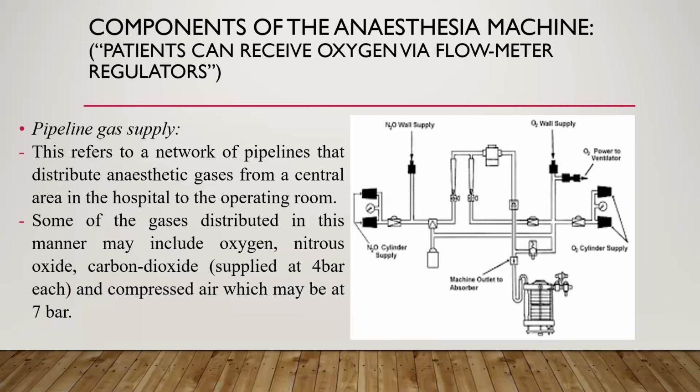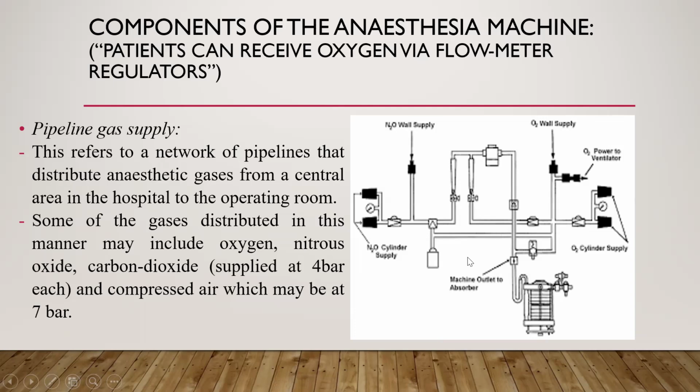So that I don't leave out any of the components, okay? The P there is pipeline gas supply. You can see on the right of the screen a schematic diagram of the pipeline supply of gases. So it's a network of pipelines that distribute anesthetic gases from a central point in the hospital to the operating room. Many gases are distributed in this manner, which include your nitrous oxide, cylinder, oxygen supply, and all that.